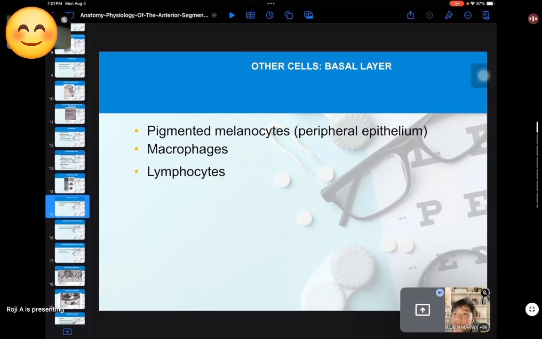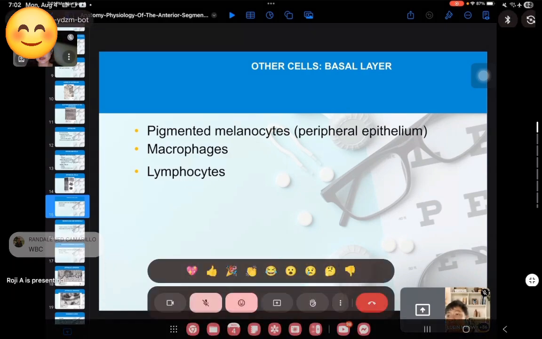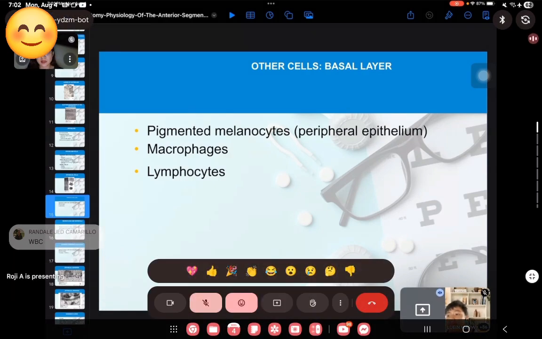Do you know what macrophages are? This is basic in anatomy and physiology. Can someone explain macrophage? Is this something that you eat? Macrophage, a fudge bar.